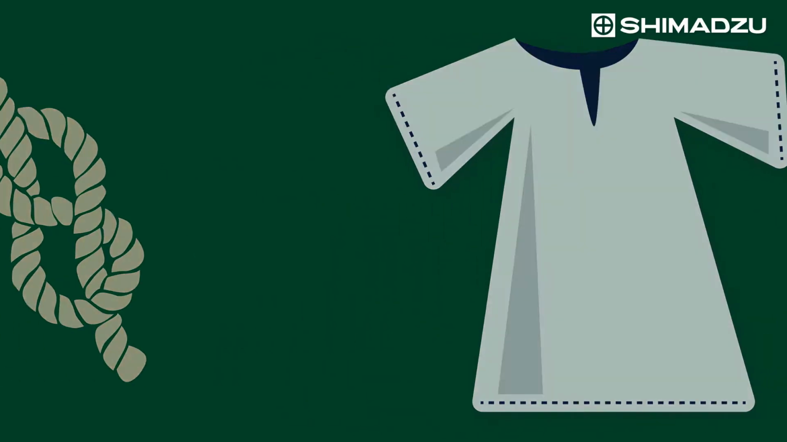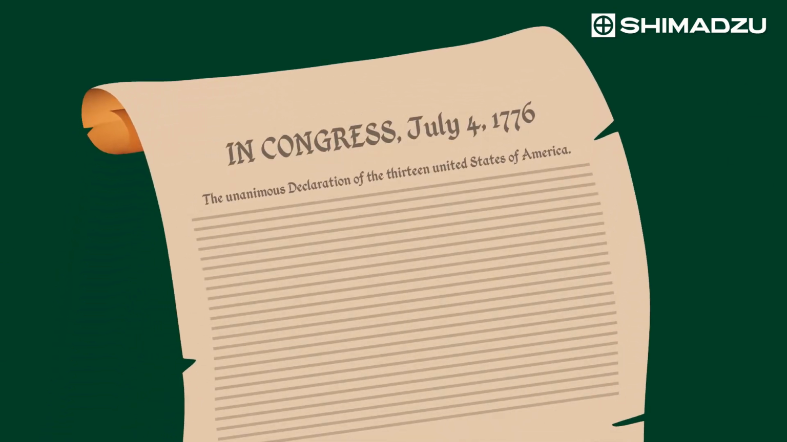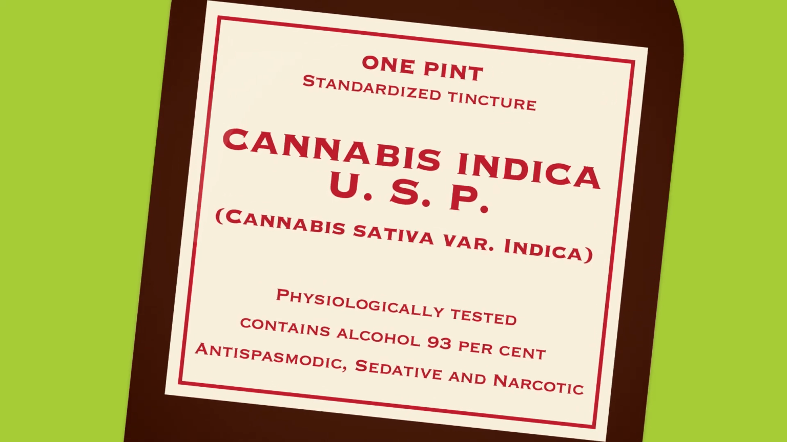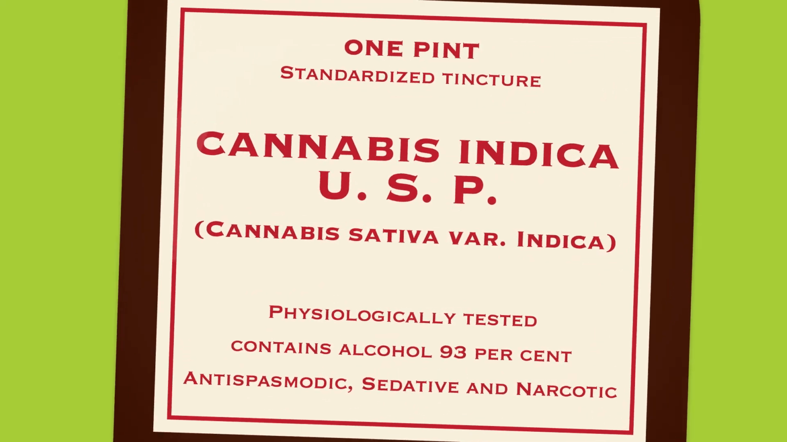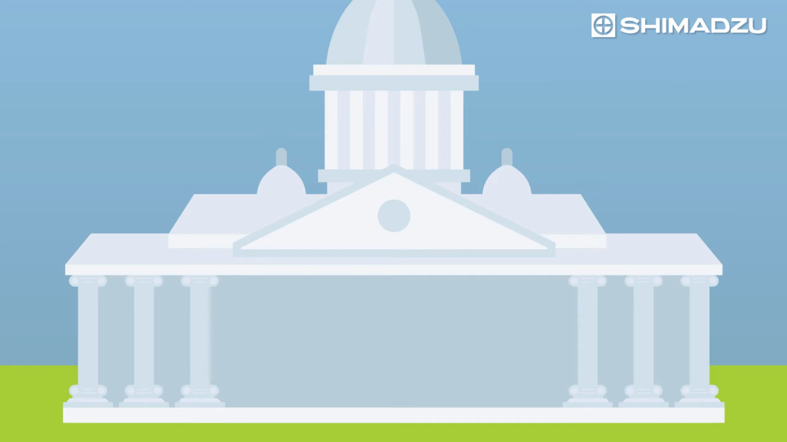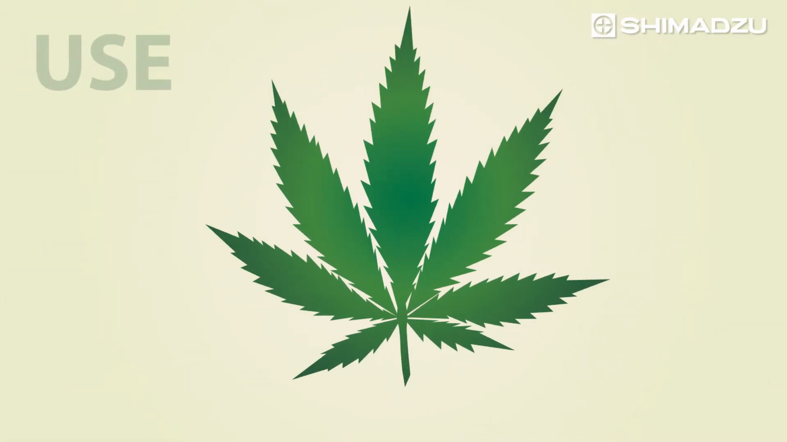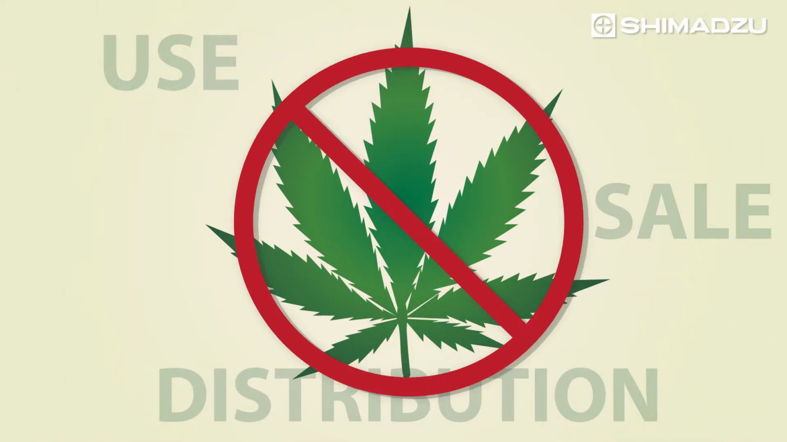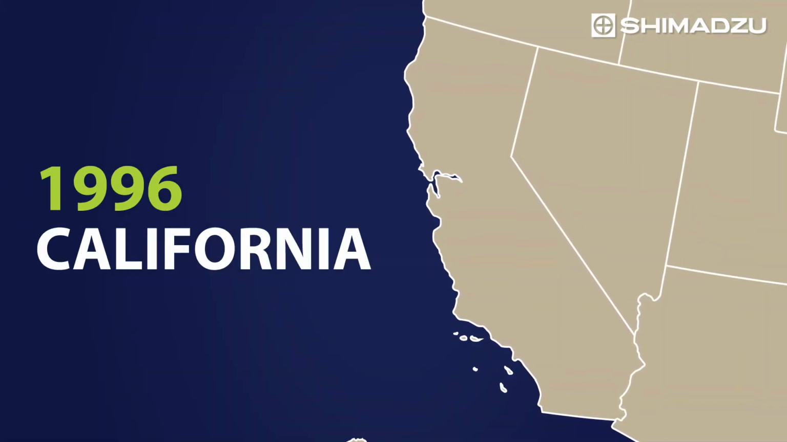For centuries, hemp was used to make rope, clothing, and other everyday items. In fact, the early drafts of the Declaration of Independence were written on hemp paper. Up until the 1930s, cannabis oil was commonly used in the U.S. to treat many different ailments. Shortly after that, however, federal regulations were enacted that prohibited the use, sale, and distribution of marijuana due to its psychoactive properties.